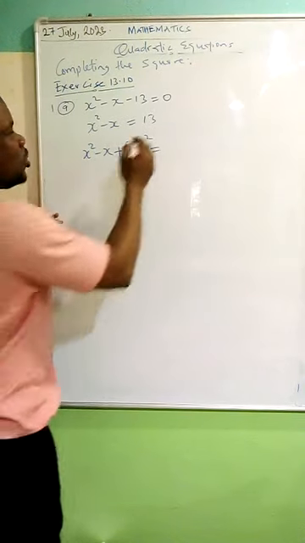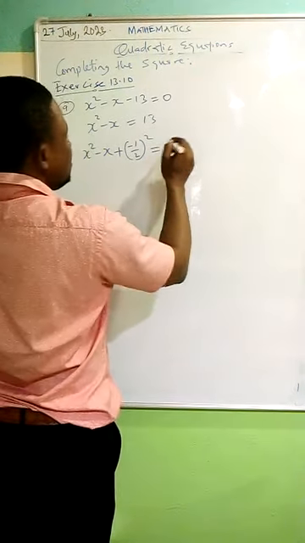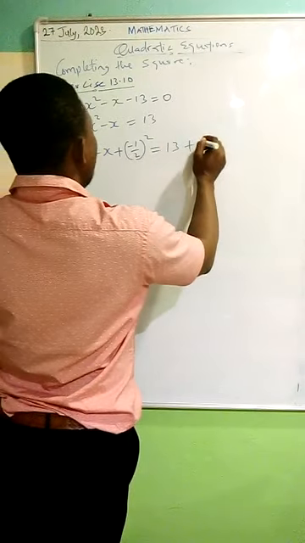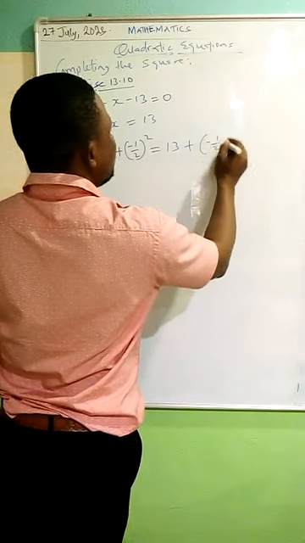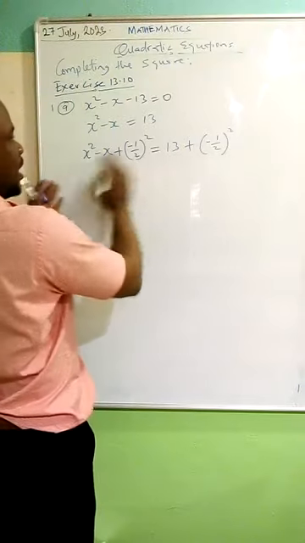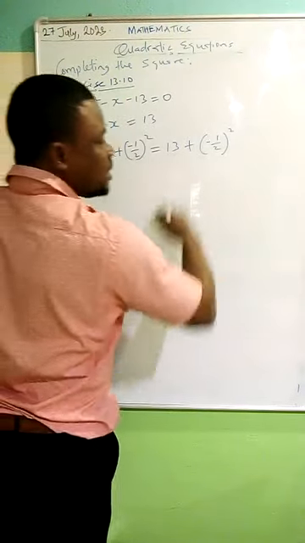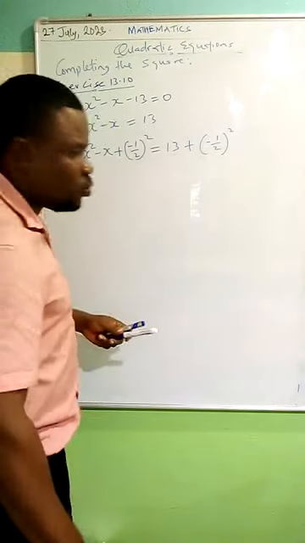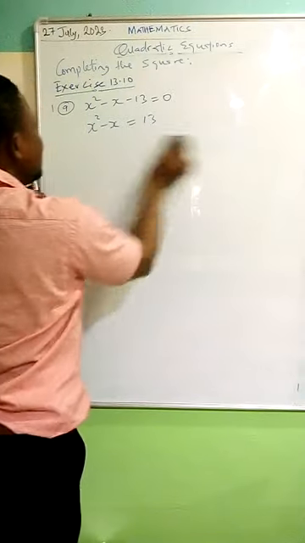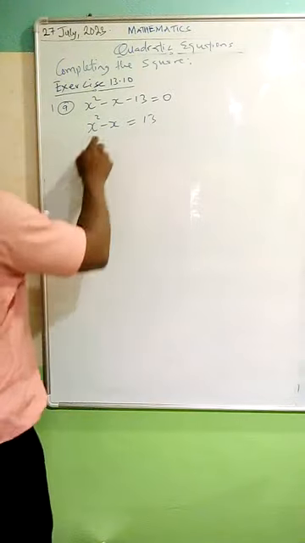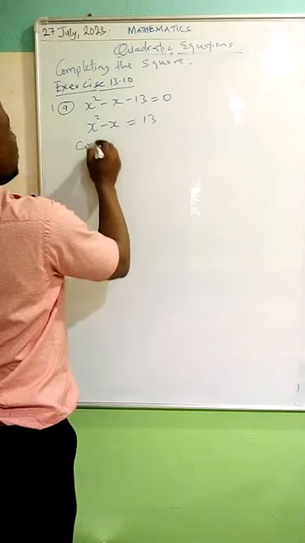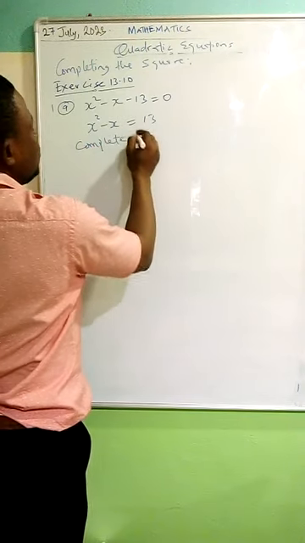So I'll add the same value, 13 plus minus 1 over 2 squared. I added this to this side to complete the square, and I added the same value to the other side. I'll do it again so that you will get it. What did I just do? I complete this square.